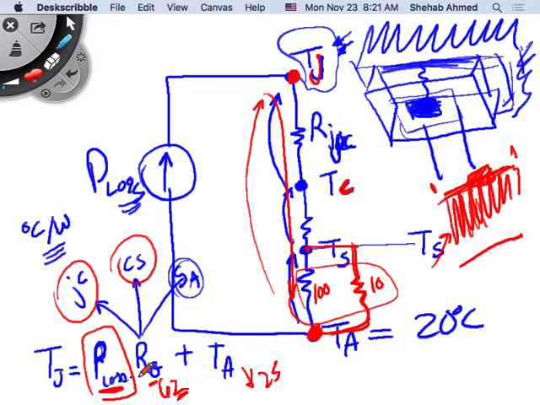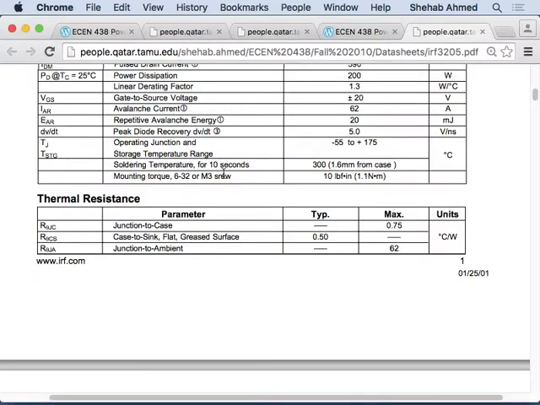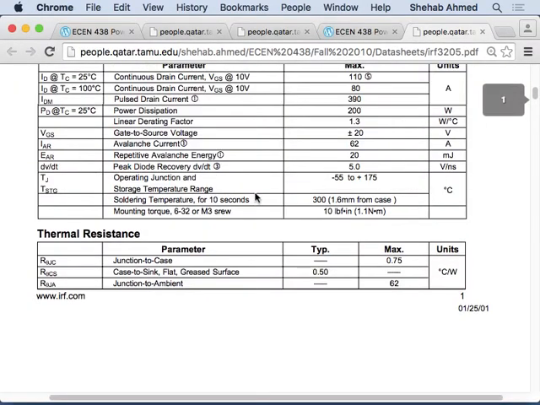So that's the value of this equation. Does everybody see the importance of this equation? Here with 62, we see the temperature is 85, and 85 is okay. If you go look at the junction temperature here, the operating junction and storage temperature is up to 175 for this chip. So this device can still survive up to 175.